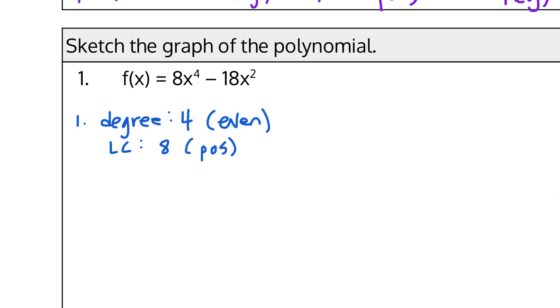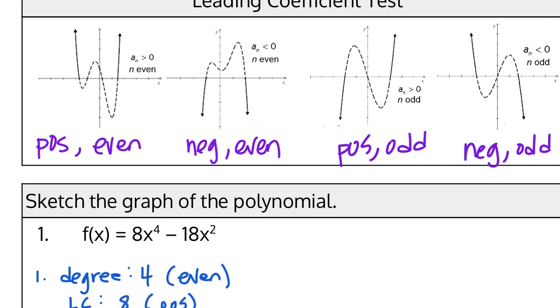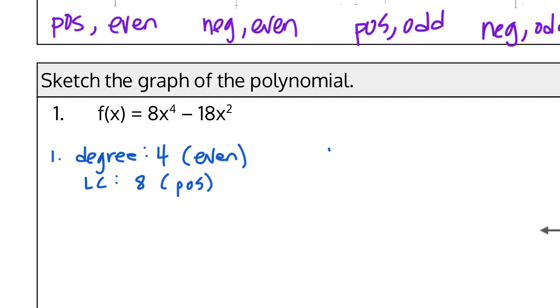So if this function is even and positive, I'm going to go back to my notes up here. That's this very first one, even and positive. So that means that the left side and the right side are both going to point up. I'm just going to write that here on the side. Left side is going to go up. Right side is going to go up. And we'll save that for later.